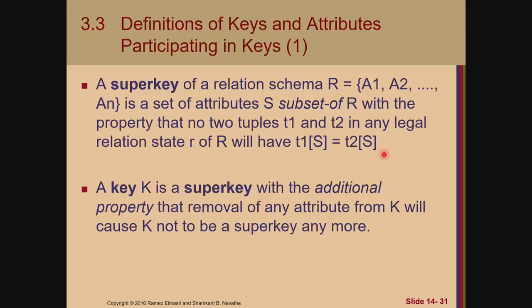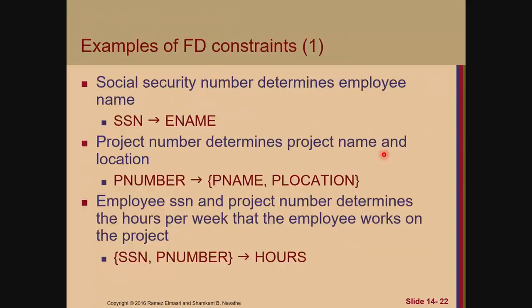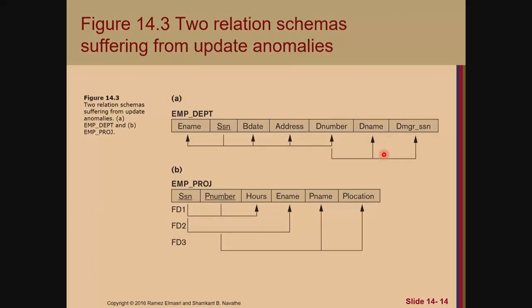If S is a set of attributes, we can call the set of attributes a super key when no two rows of the set of attributes duplicate. For example, in the employee table here, which one is a super key? Just SSN for T1 and T2. SSN is a unique value, right? It's unique. So we can say SSN is a super key.